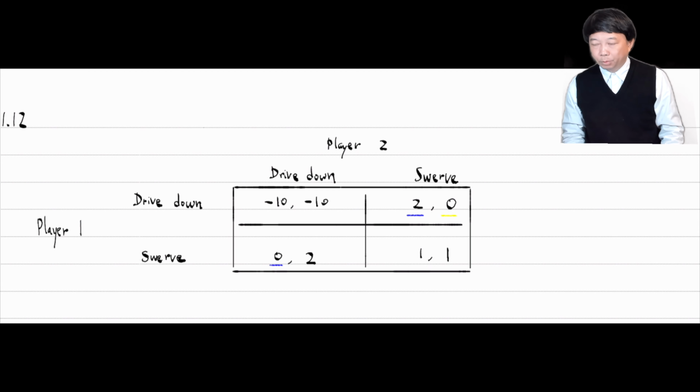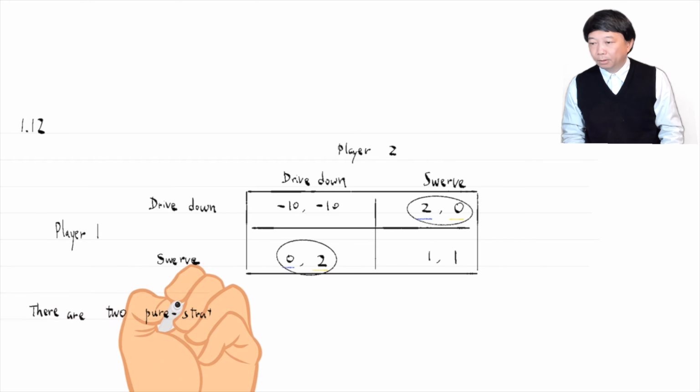Player 2's best response is to swerve. We underline his payoff 0. Suppose player 1 chooses to swerve. Player 2's best response is to drive down the row because it gives him a higher payoff. We underline his payoff 2. Finally, we circle the cells with both payoffs underlined. There are two pure strategy Nash equilibria.